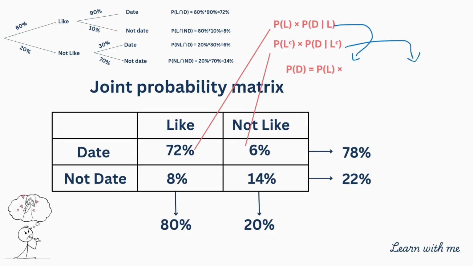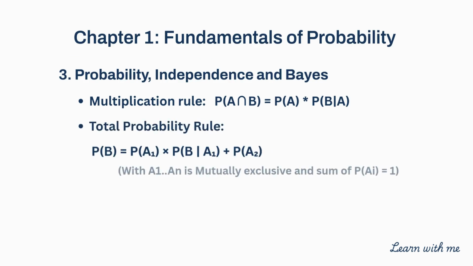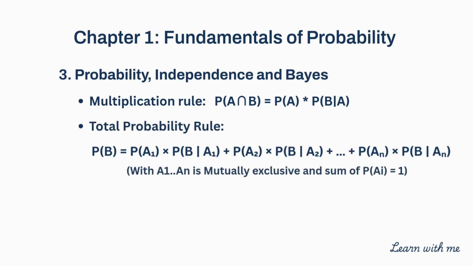The probability of date equals the probability of like times the probability of date given like, plus the probability of not like times the probability of date given not like. And this is the total probability rule. From our example, we can now generalize. This is the general formula of the law of total probability.